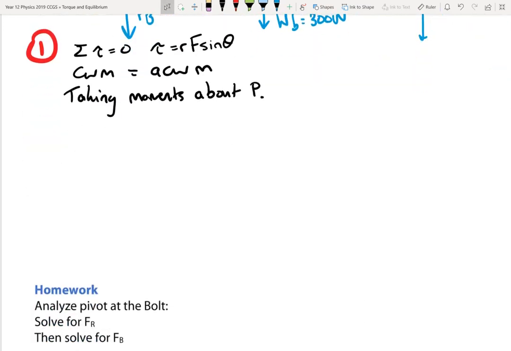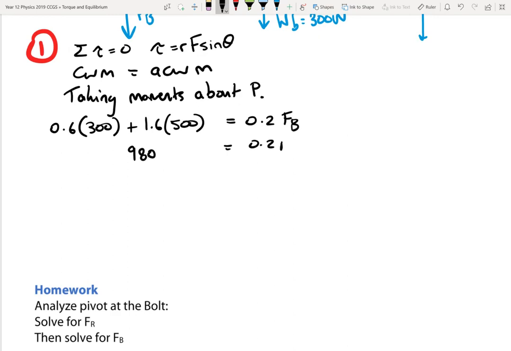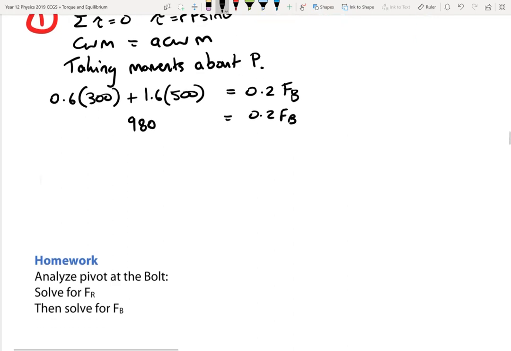We have 0.6 times the weight of the beam, which was 300, plus he's 1.6 from the pivot and his weight's 500, and that's going to equal 0.2 times the force of the bolt. Okay, so our total moment clockwise is 980. Remember, you don't need to do that, but I like to just show you that that's the total moment that the torque of the bolt needs to produce. Force of the bolt equals 4,900 newtons.